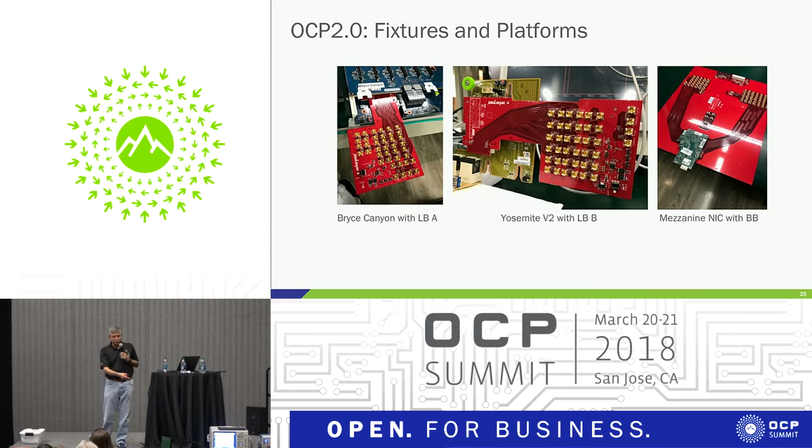So we are starting with 2.0 work, using the existing platforms. We have the Bryce Canyon, I'm sure you must have seen out there, as our storage platform. Then there is a Yosemite V2, which we are using for the load board, which is type B. And then the mezzanine itself, which we have for the baseboards.